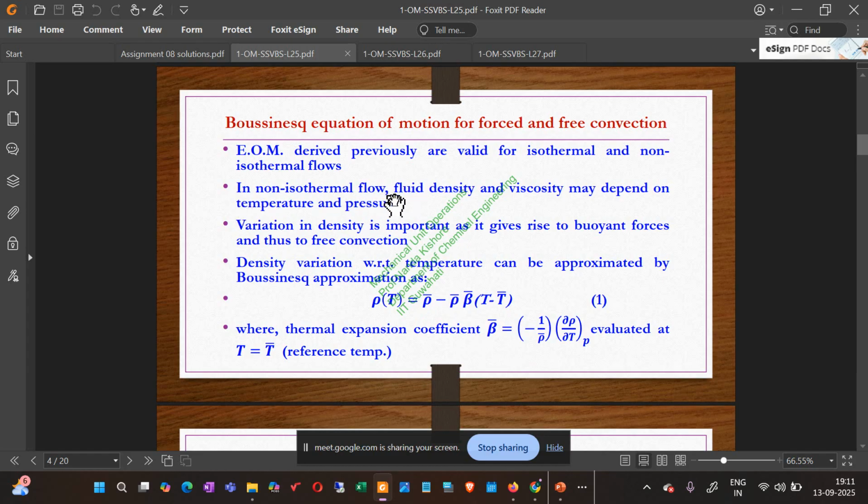So in non-isothermal flows, fluid density and viscosity may depend on temperature, right? And this dependency can be non-linear also, but for the ease of simplicity and to ease out our calculation, since we are solving it theoretically, the dependency that is taken is linear, which is the strong dependency of the density on temperature, right? And then the third point says that variation in the density is important, as it gives rise to the buoyancy force and thus the free convection.